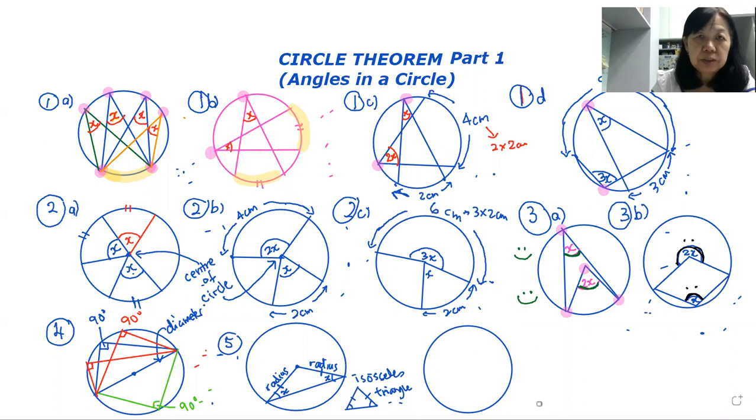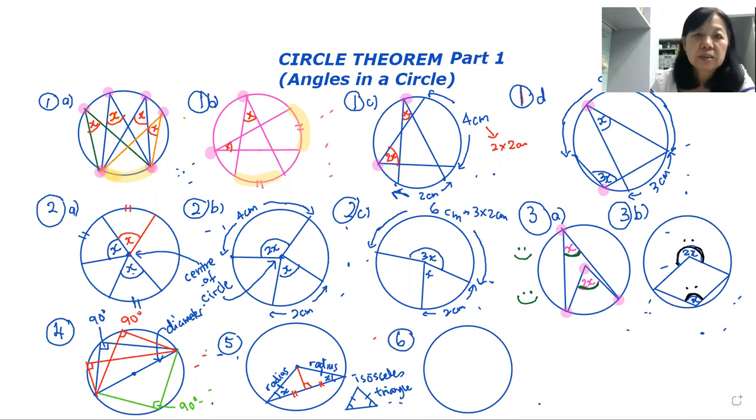Let me add a bit more for number 5. So if I have an angle, I make a 90 degree. If I make a 90 degree here, then this length and this length will be the same. These two lengths will be the same. Right?